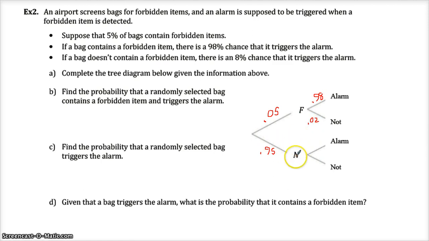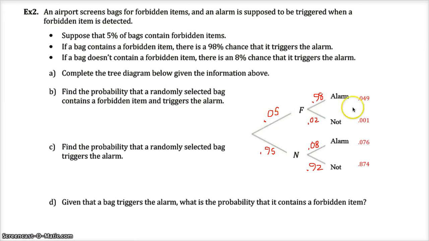This one, if it doesn't have forbidden items in it, it still triggers the alarm 8% of the time. So this is like a false positive, and this is like a false negative. We will probably talk about that some more. This is a common thing to have to do for tree diagrams. We use these in AP Stats all the time. Okay, so complete the tree diagram. Find the probability. Oh, I should probably finish the ends of that. I'll do that now.